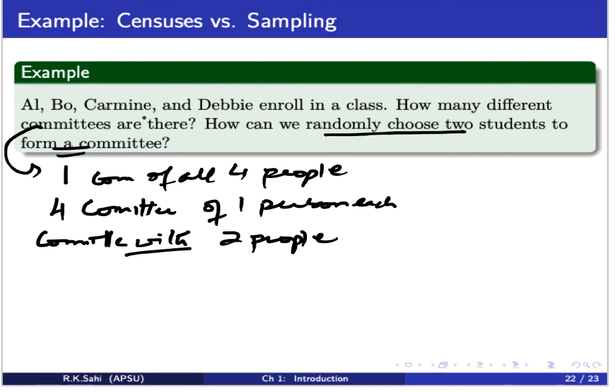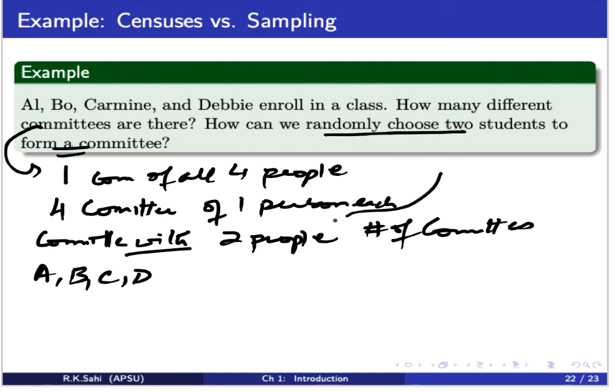How many people do we have? 4 of them, A, B, C, and D. If I'm going to form 2-person committees, the number of committees I can have: I can have Al and Bo together, or Al and Carmine, or Al and Debbie, or Bo and Carmine, Bo and Debbie. These are all the possible committees of 2 people. That's what we're trying to do here.